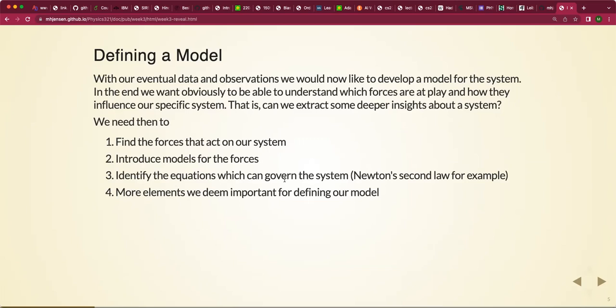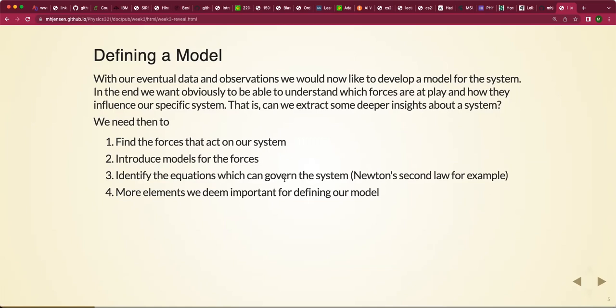And in other cases, we may also have effective forces because the problem is so complicated that we end up with some kind of effective force between the objects. So we need to do that. So there will be some kind of modeling. So we have to deal with models. We have to identify the equations which govern the system. In our case, the equations are going to be Newton's second law. These are the equations which we will start with. And you may have other elements which you deem important for defining the model. So in some of the exercises we have next week, you will actually have to do this.